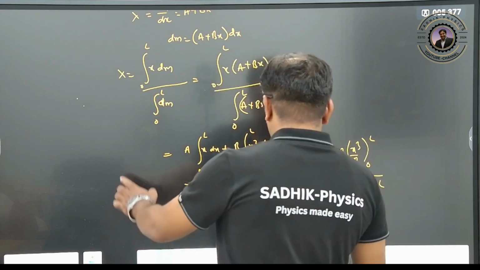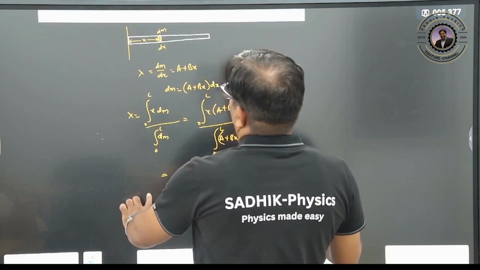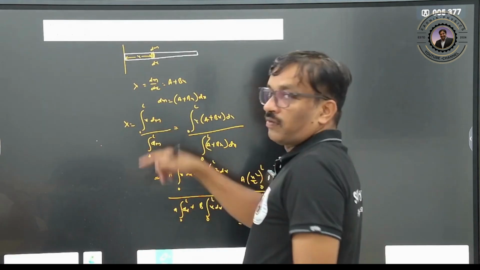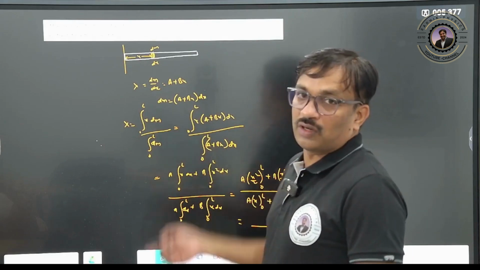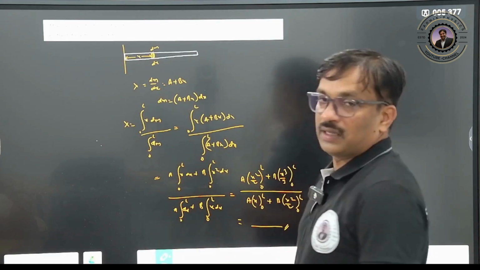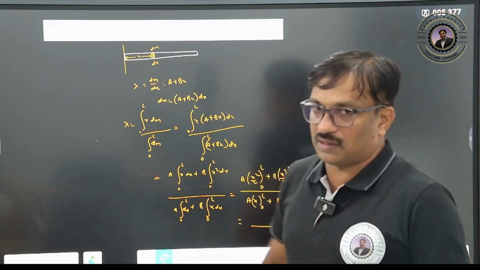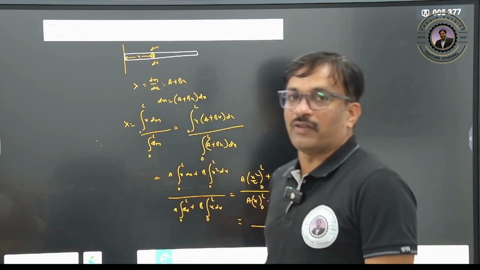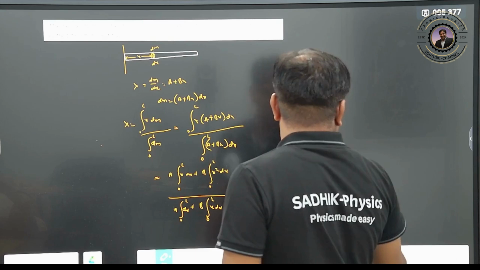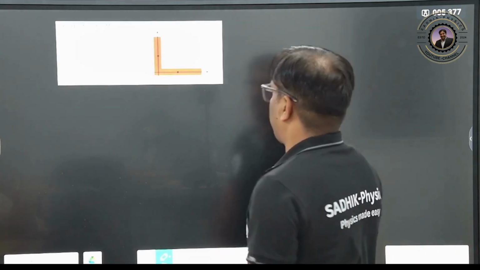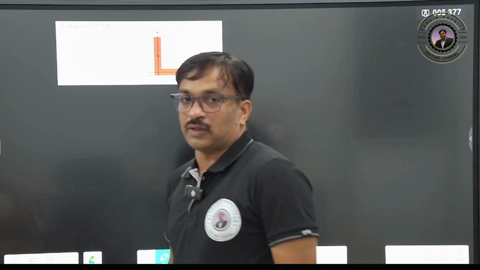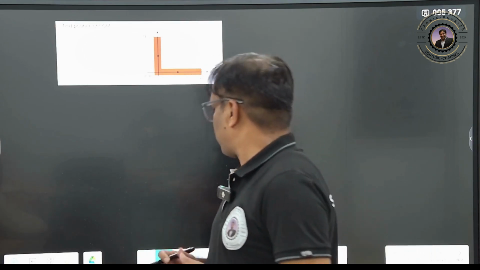Clear? So whatever formulas we studied for non-uniform rods, we need to derive in this way for different situations. These derivations will not be asked in any competitive examination; they will go for the applicative way only. So let us go to the next one, with distributed rods. Let us see.